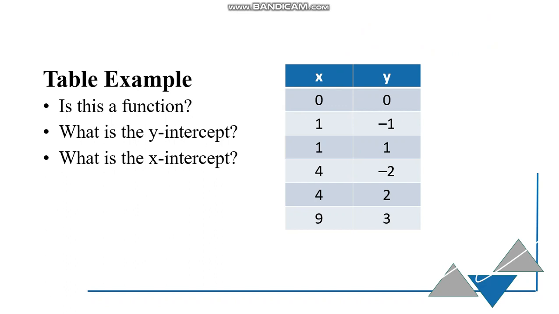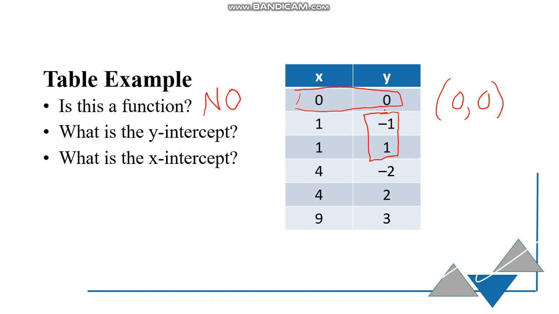Let's look at a table example. So we can also list points like this. Every row in the table is an ordered pair. So this is the point 0, 0. Is this a function? The answer is no. Again, I have x equal to 1, and it's being assigned to both -1 and +1. So that's not a function.